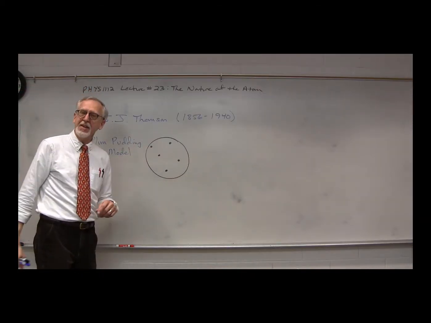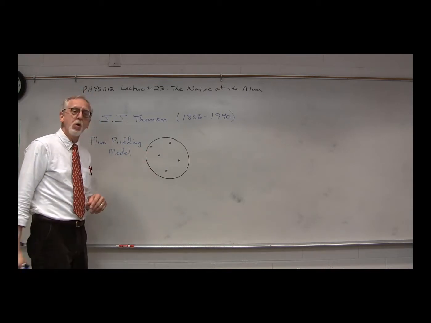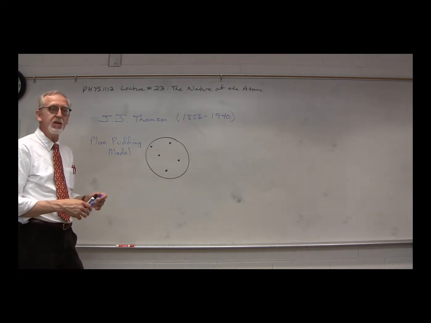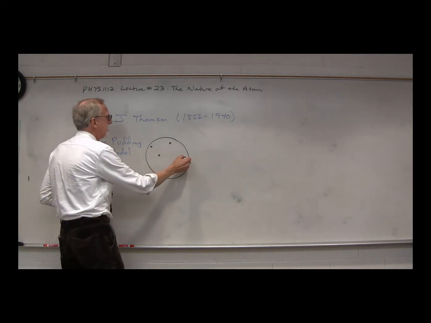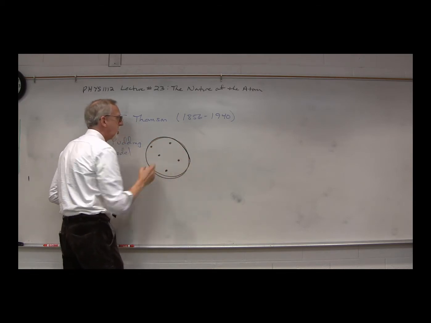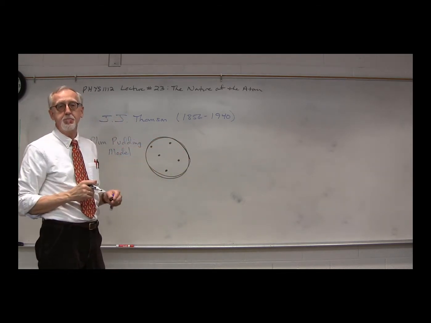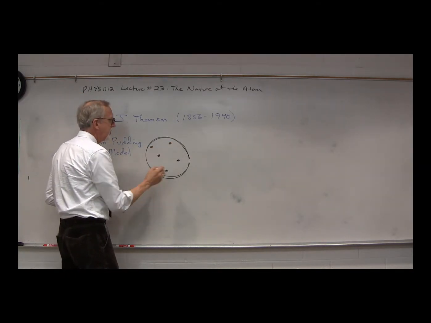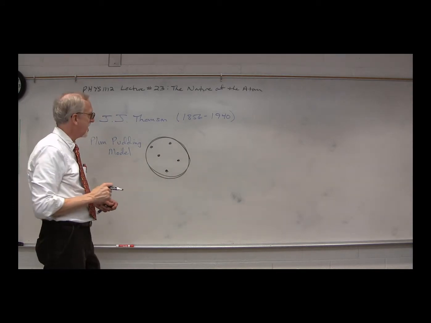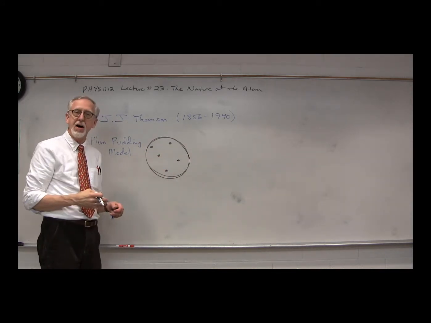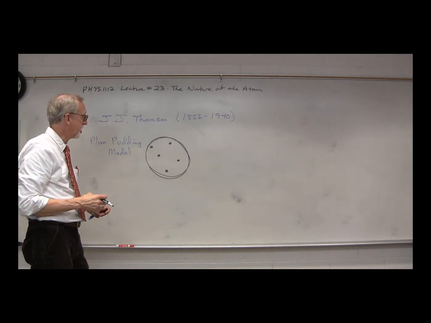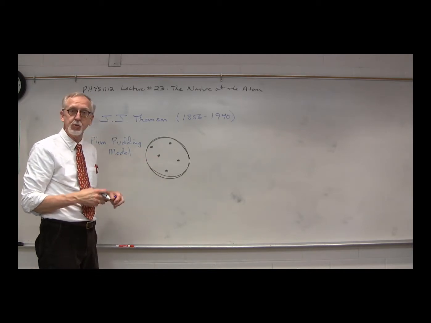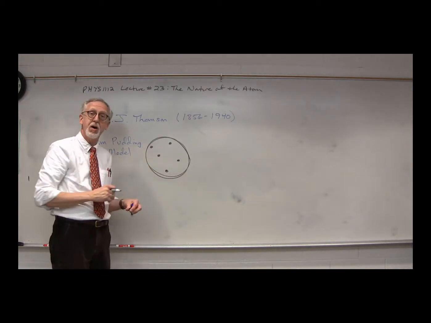J.J. Thompson, who lived from 1856 to 1940, developed what is called the Thompson model, or sometimes the plum pudding model of the atom. His idea was that an atom is basically this positively charged round part, and then scattered throughout the positive charge are these negative, very tiny charges. Kind of like raisins scattered throughout a plum pudding. So the negative charges were kind of like the raisins, and the pudding was the positive part.